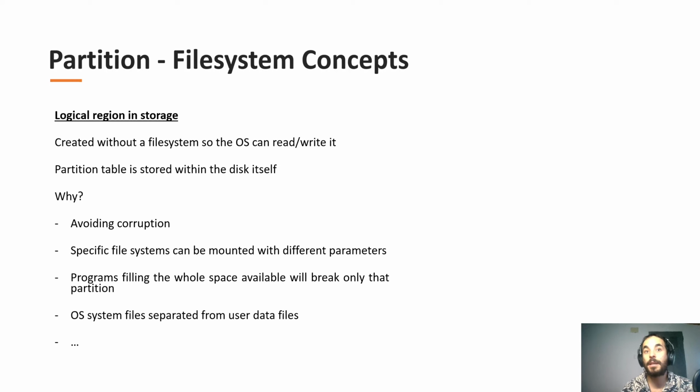Specific file systems can be mounted with different parameters. You can have different partitions with different file systems, which is also super important when we talk about the features of file systems in another video. You may need a file system that allows you to have bigger files, or a file system that is older to install on an older operating system that only works on top of that file system. So you can make partitions with different file systems to do many things. Another thing, for instance, happens a lot with log files.